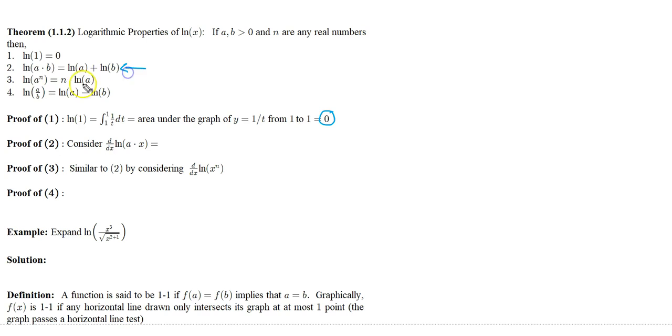Now let's consider this one. Let's prove this. The natural log of a times b is the natural log of a plus the natural log of b. So what we're going to do is consider this function: the natural log of a times x. So we're going to replace the b right here with an x. And now let's take the derivative of this function. So just moving over here to give myself a little more room, let's differentiate this function.